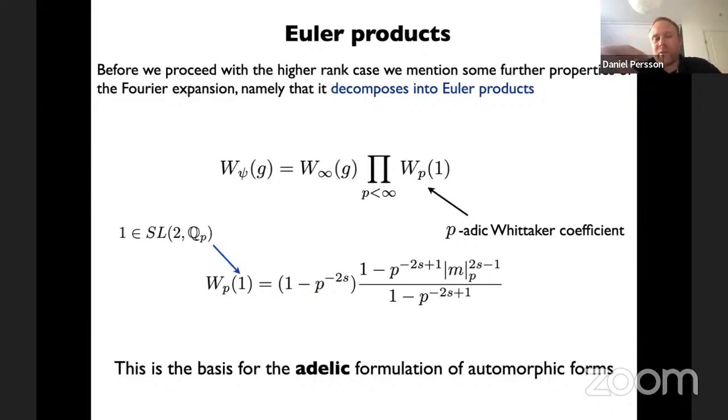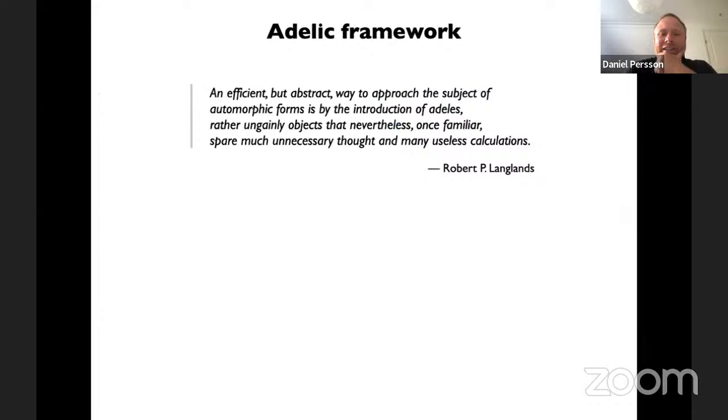So this is a bit technical, but I want to say this because this is the basis for what's known as the adelic formulation of automorphic forms, which a big part of the literature is using, and it's very powerful. It took us a long time to absorb it, but Langlands has a nice quote where he says that an efficient but abstract way to approach the subject of automorphic forms is by the introduction of adeles. They are rather ungainly objects that nevertheless, once familiar, spare much unnecessary thought and many useless calculations. And after having delved into this, I can only agree that it provides a very powerful framework.